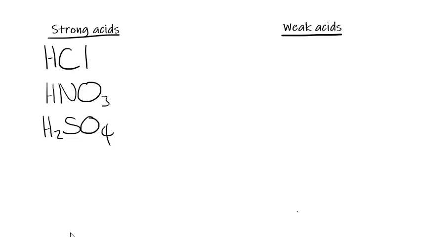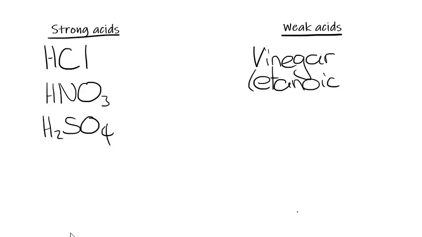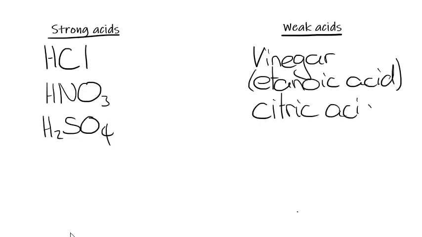So what are some examples of weak acids? Well, basically anything that you find in the pantry that is an acid would be a weak acid. You wouldn't find strong acids in the pantry. So examples of acids in the pantry would be vinegar, or it's also called ethanoic acid. Maybe you'd have citric acid, and possibly tartaric acid.